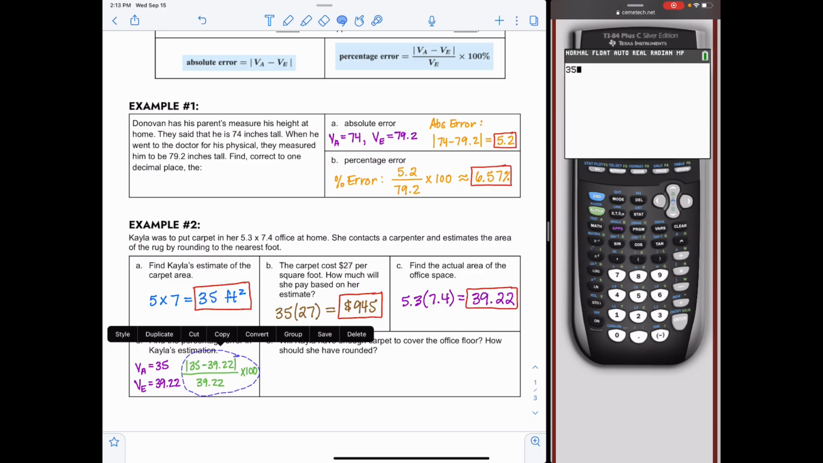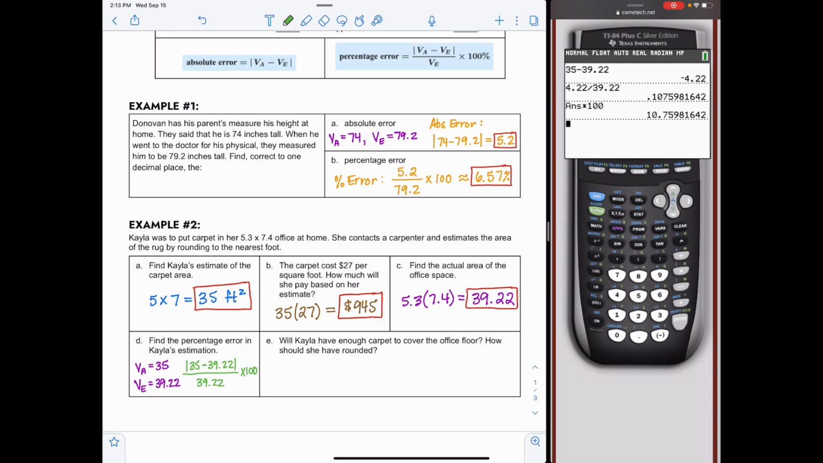Okay, so when we multiply that by 100, we can put it in the calculator. So let's do 35 minus 39.22, and we get negative 4.22. But remember, you have to take the absolute value of it. So we're going to have 4.22 divided by 39.22. Once we see what that is, we just multiply by 100, and we end up getting 10.8. Okay, 10.8%. I'm rounding my answers to 3 significant figures. So that is the percent error there.